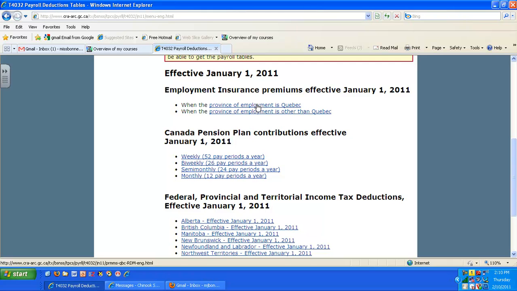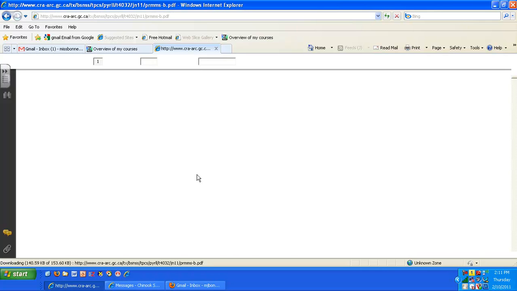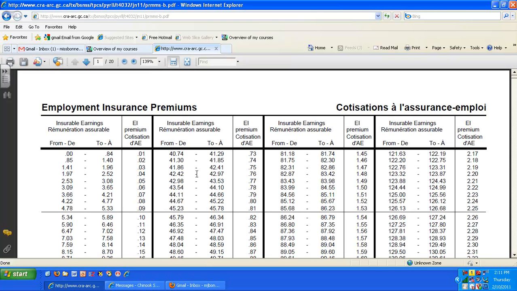Click on the link that I've given you, and when you see that, the following screen comes up. We want to calculate the employment insurance premiums for the province of Saskatchewan. So we click on when the province of employment is other than Quebec. Then we will click on the PDF form of the document, and you will see the employment insurance premium charts come up.